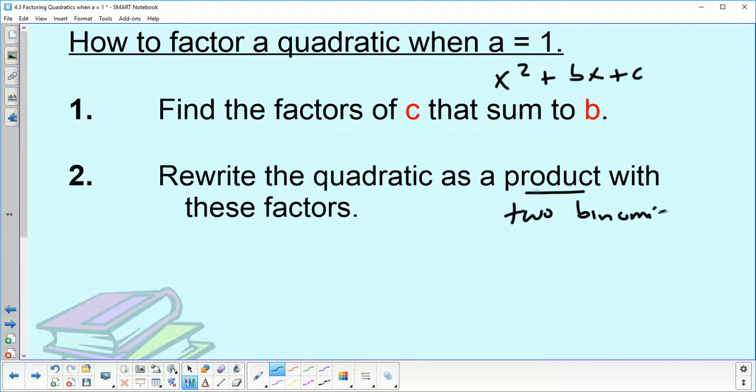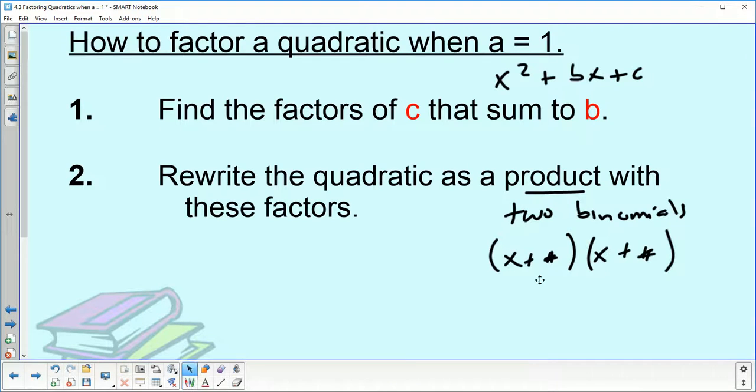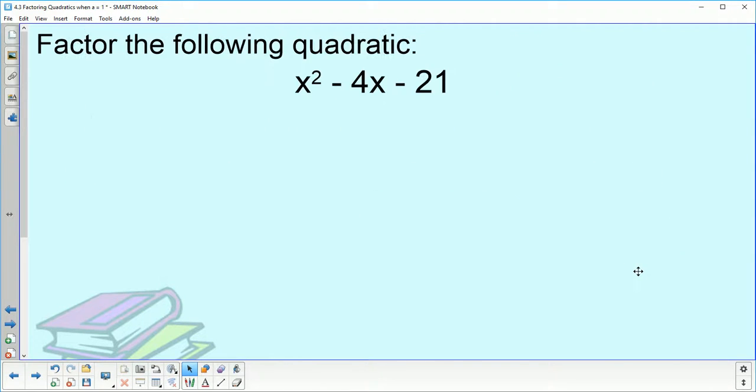binomials. Okay, and remember, a binomial is a two-term polynomial. So it's like we would have a product, multiplication, of two binomials. So it would be x plus or minus some number and x plus or minus some number. They could be the same, they could be different. Okay, what that looks like in practice, if I take b is negative 4 and c is negative 21, I want the factors of negative 21 that add up to negative 4.